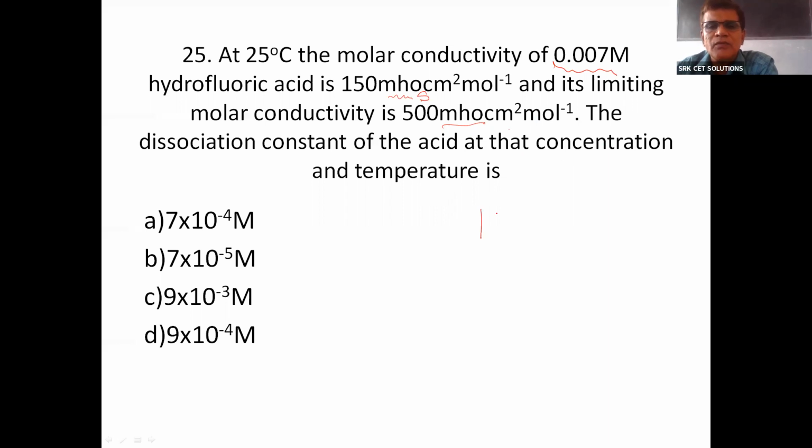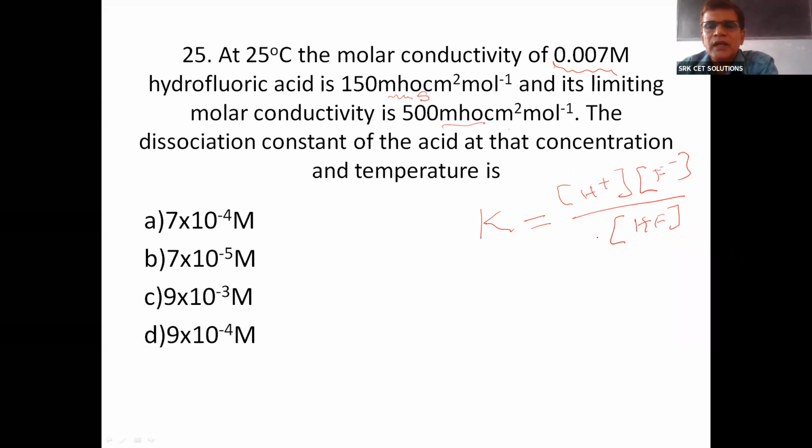Here we have an equilibrium where we have the products H plus concentration and F minus concentration when the HF undergoes dissociation. It will not completely dissociate because it is a weak electrolyte. You need to find the ratio, that is the equilibrium constant, known as the dissociation constant. To know this, you require the extent of dissociation, to what extent this dissociates into these two ions, and that is called the degree of dissociation.